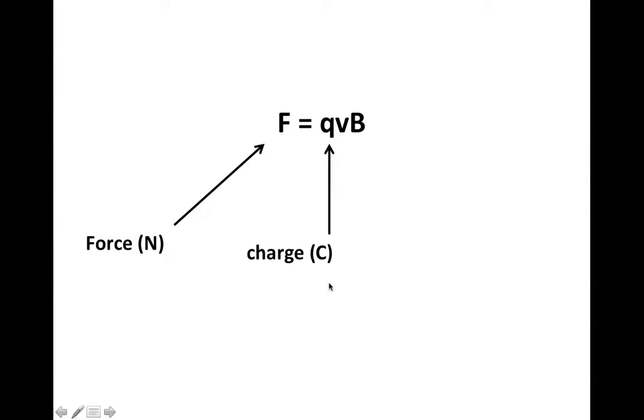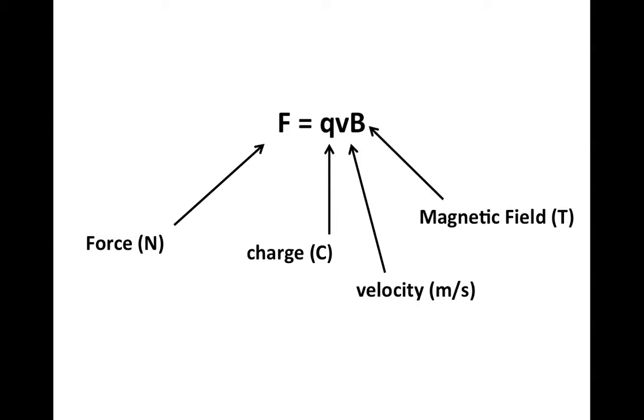Okay, to calculate the force that a charge experiences is QVB. And so the force is in newtons. Q is the charge, and we're going to use little q, which is usually what you see, and that charge is in coulombs. V is velocity, in meters per second, and B is the magnetic field, which is in a unit called Tesla.